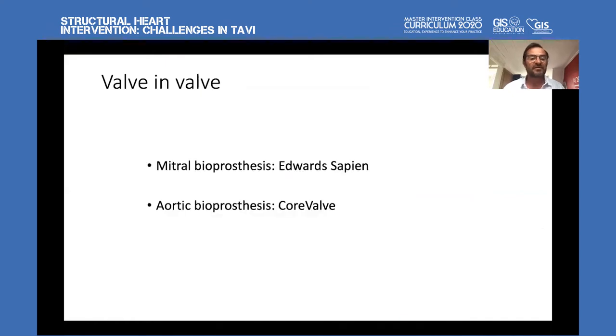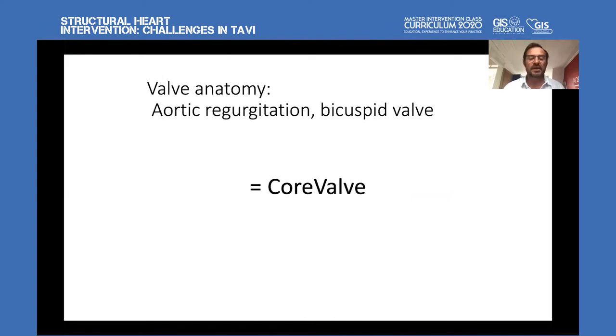For valve-in-valve, for mitral bioprosthesis it is clearly the Edwards Sapien choice, but for aortic bioprosthesis, as I showed you, it is clearly a CoreValve. For the valve anatomy, aortic regurgitation and bicuspid valve, we choose preferentially the CoreValve because of the supra-annular position and because it works better.